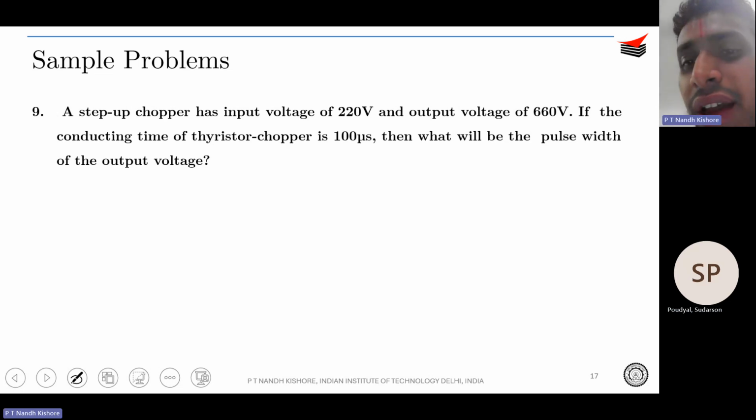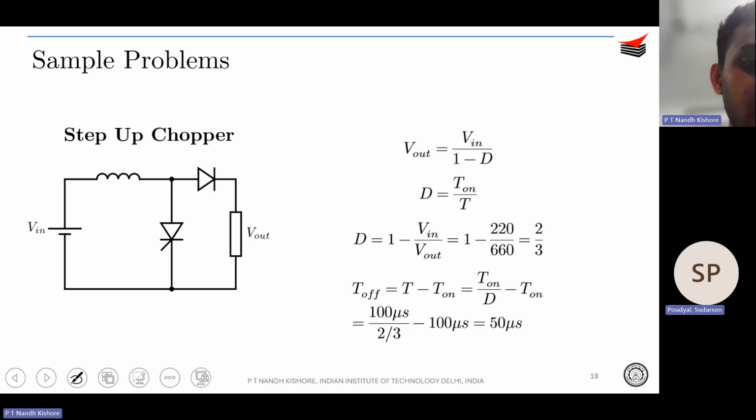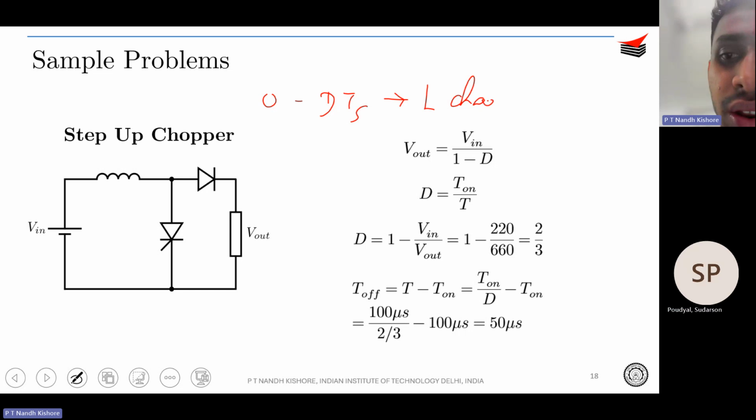The point is they have not asked the pulse width of the switch. They have asked the pulse width of the output voltage. So you need to see this very carefully. In a step-up chopper or a boost converter, from 0 to DTS period, your switch is on and your L is charging, right? Therefore, during this period, V naught is maintained only by the output capacitor. So this is not actually the pulse width of the output voltage.